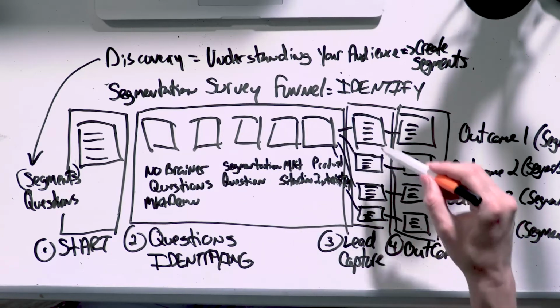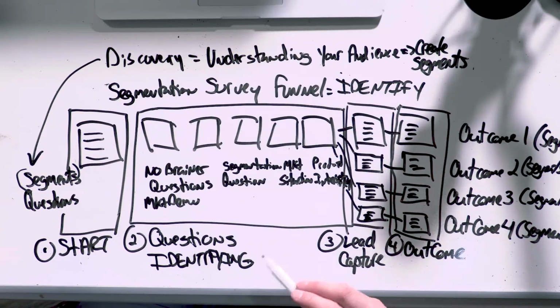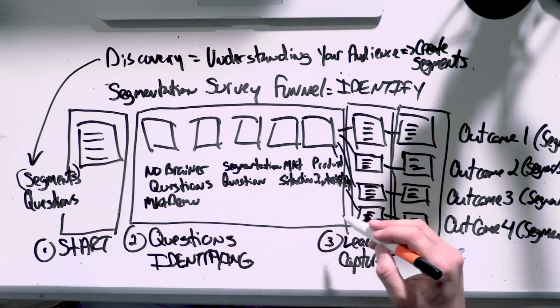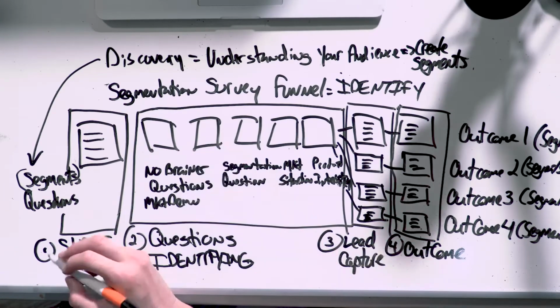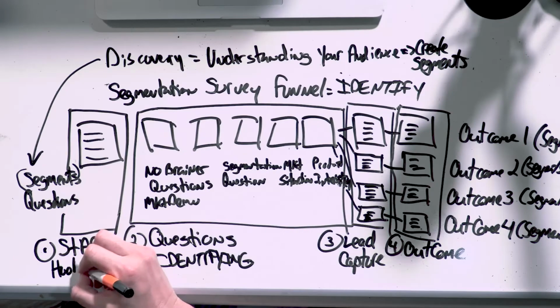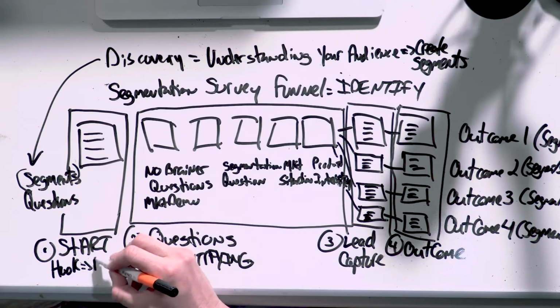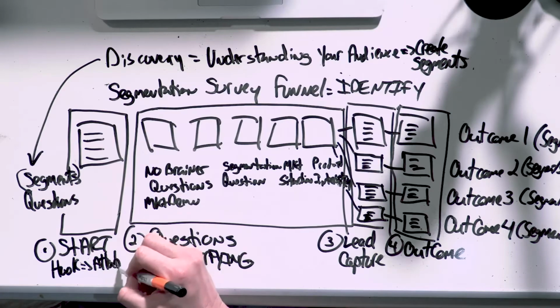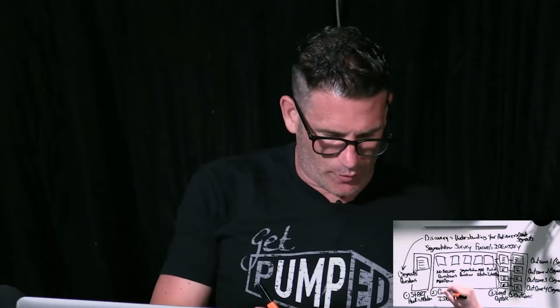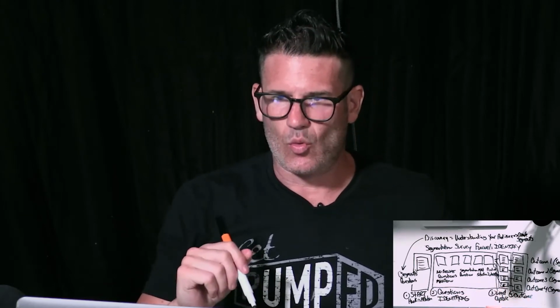So this is it, and this is important. This is where you're identifying. This is where you're hooking them, getting their attention. So your start page is where you're going to hook them. You're going to grab their attention. You're going to identify where they fit in the ecosystem that you created. You're then going to get them to the lead capture page.